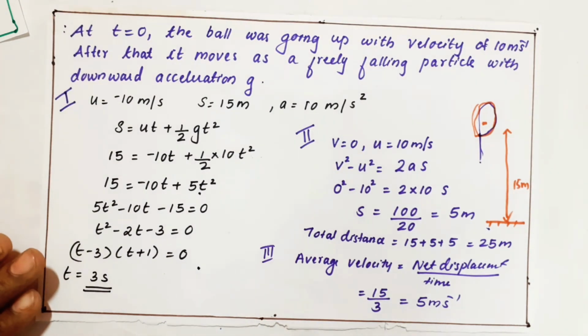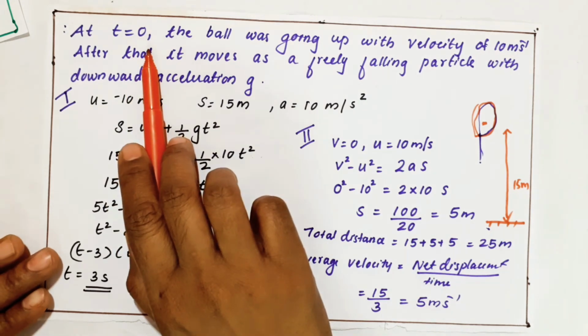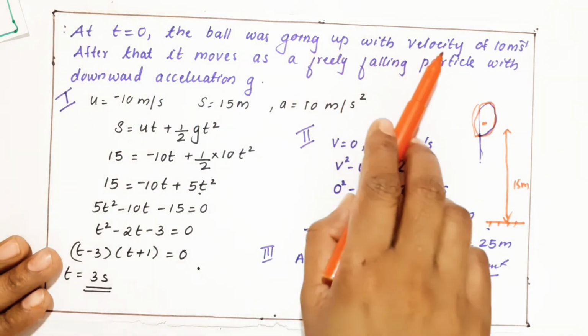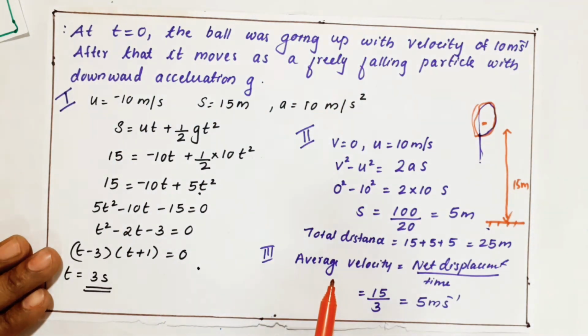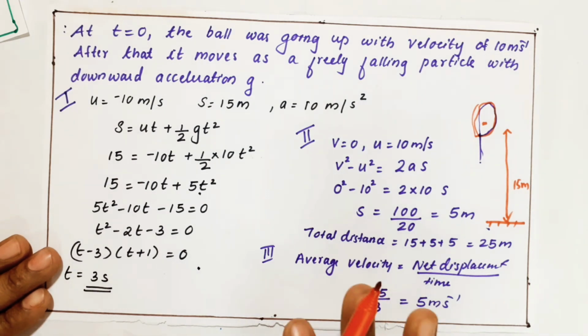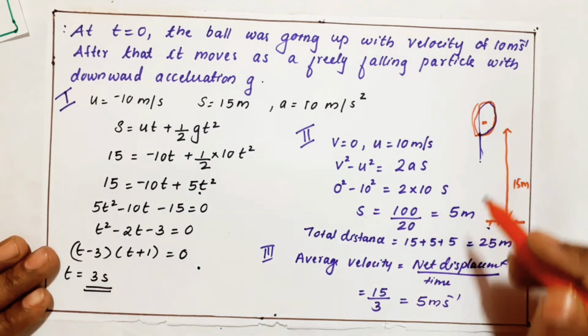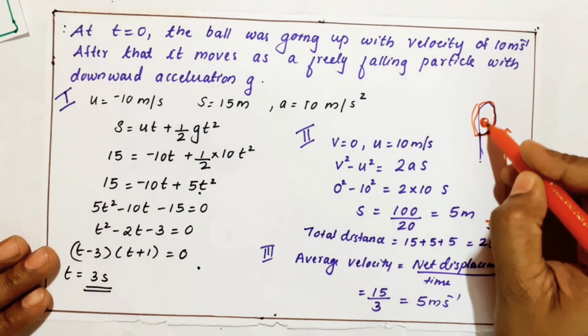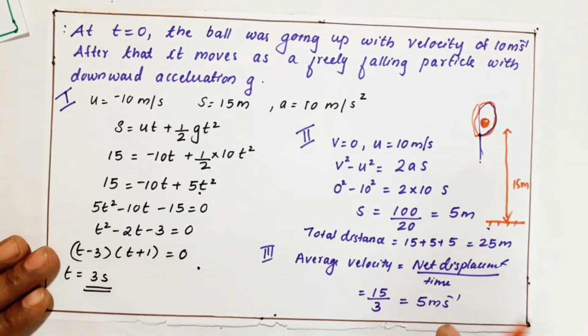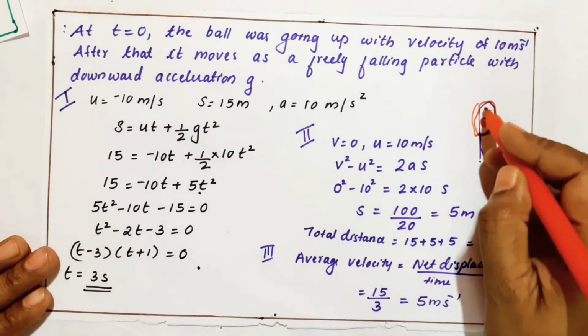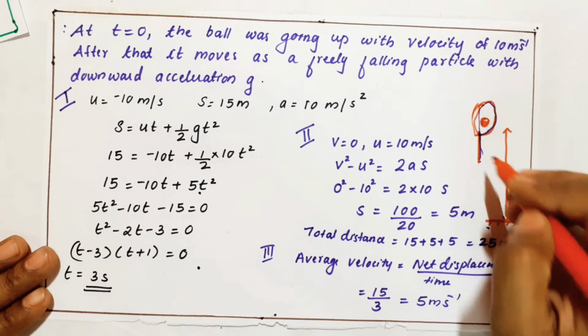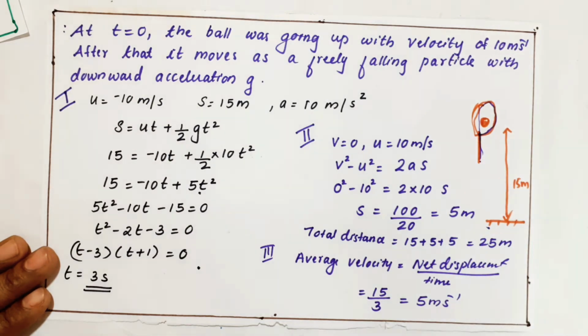So you remember, in the case, at time t equal to 0, the ball was going up with a velocity of 10 meter per second. After that, it moves as a freely falling particle with a downward acceleration. So what I am taking first is, in the first case, your ball is inside the balloon. While the balloon is going up, your ball is inside the balloon, so the ball also has that velocity.